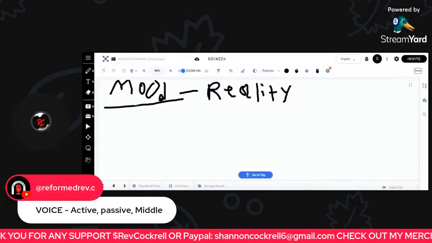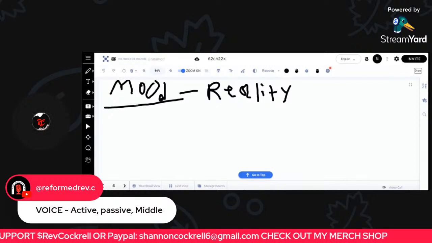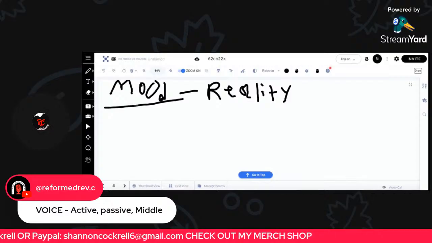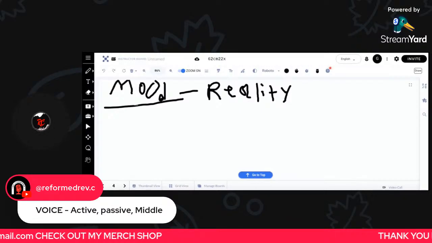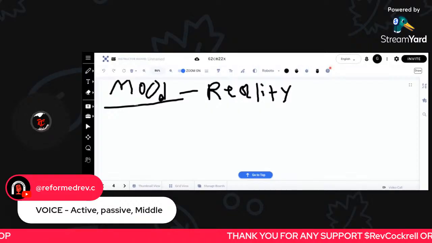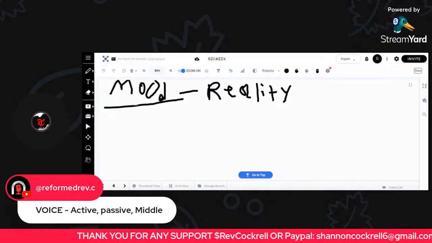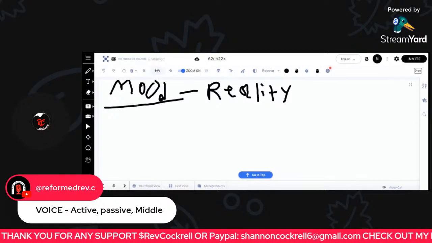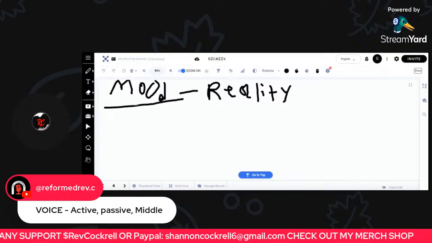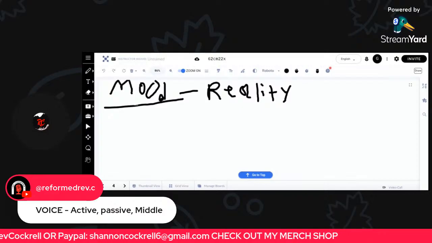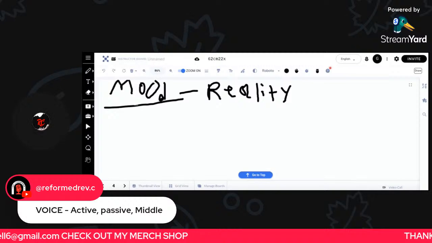So when we deal with the voice, it is how the speaker chooses to relate the subject of a verb to the action of that verb. So, active voice, the subject does the action. So, John hit the ball. John is the subject, hit is the verb, and the ball is the direct object. So that is an active sentence, active voice, because John, the subject, is doing the action.